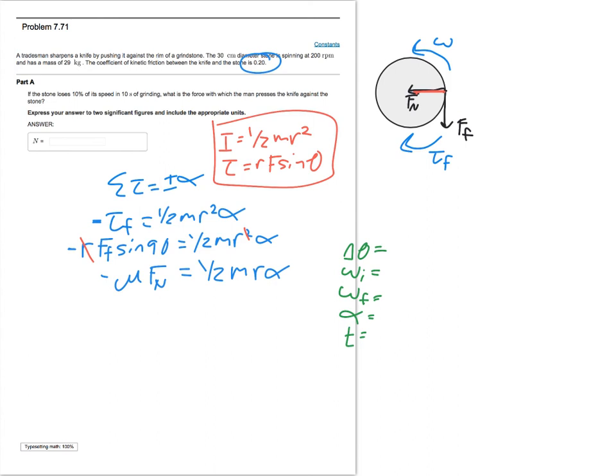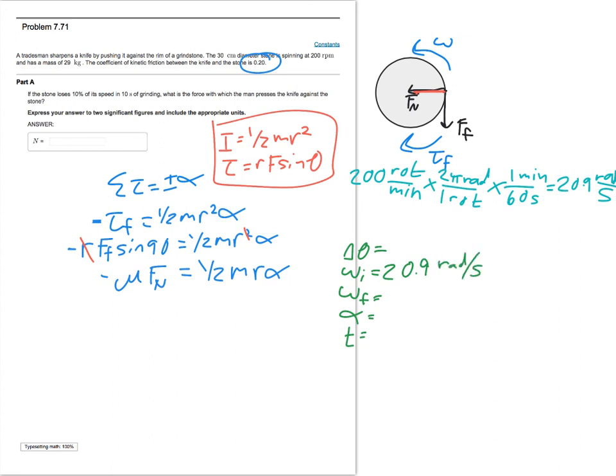So from here, if I look at this equation, I know mu is 0.2, I know my mass and my radius, what I don't know is alpha, so I'm going to have to set up angular kinematics to find that alpha. The first thing I'm going to do is take this 200 RPMs, 200 rotations per minute, and convert it to radians per second. And I end up getting an answer here of 20.9 radians per second. So that's my initial angular speed.